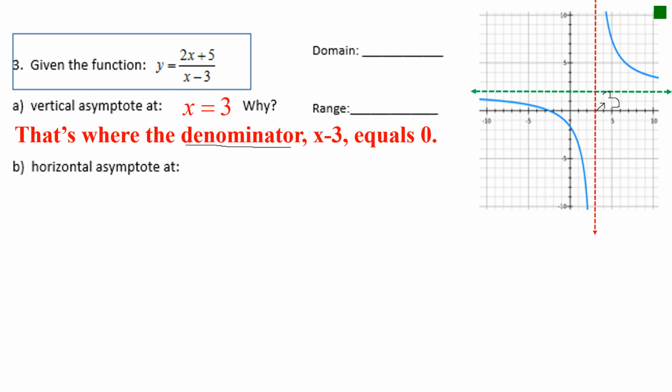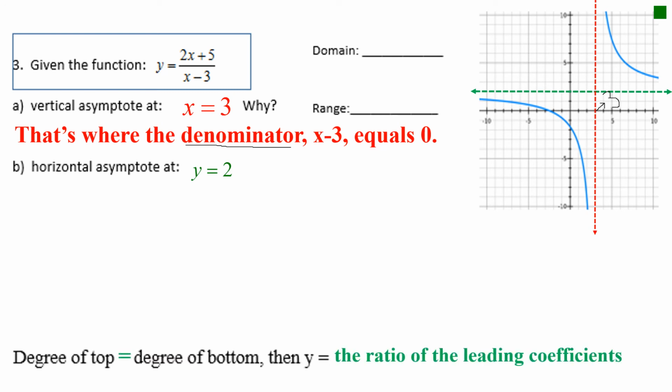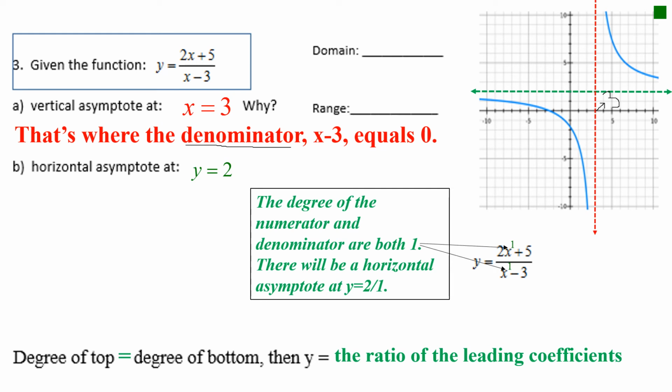Here we have a split in the graph. This line going across is a horizontal asymptote. Where's that horizontal asymptote? It's at y is equal to 2. Let's check out the powers. Okay, the power here is 1. So the degree is 1 at the top and the degree is 1 at the bottom. When the degrees are equal, we use the ratio of the leading coefficients. So that's 2 over 1. So that would explain the horizontal asymptote.